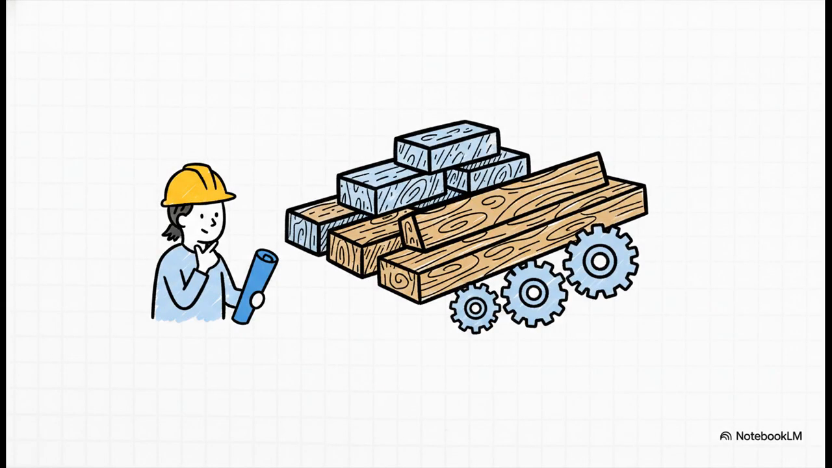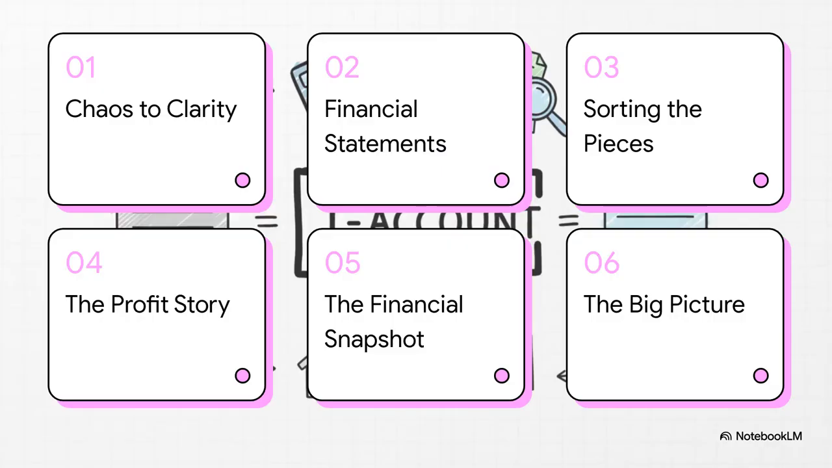I want you to think of yourself as a builder. This trial balance isn't a mess. No, it's your complete set of raw materials. Every single number here is a vital piece of the puzzle, and our job is to assemble them correctly to construct something really meaningful. And here is our blueprint for this explainer.